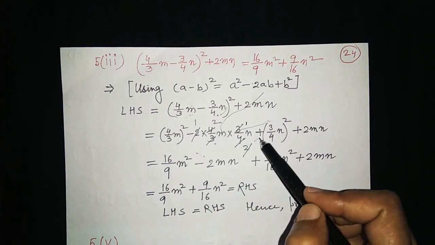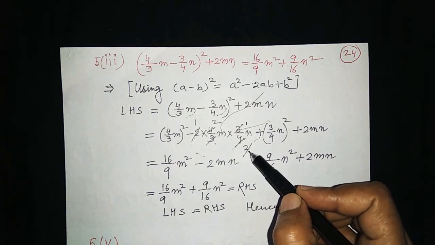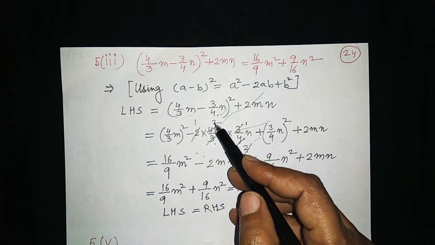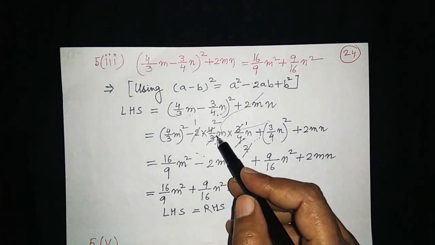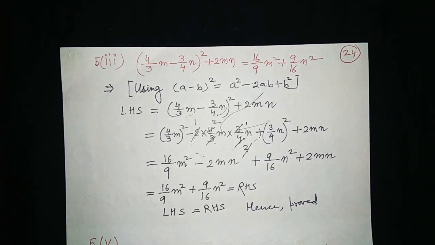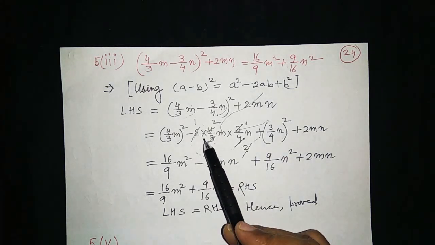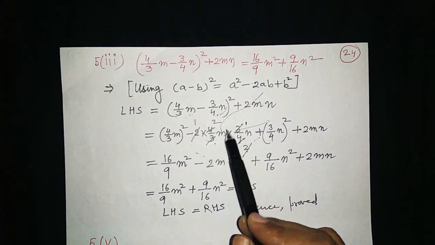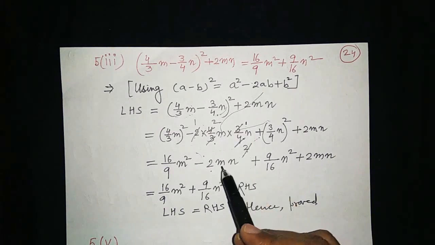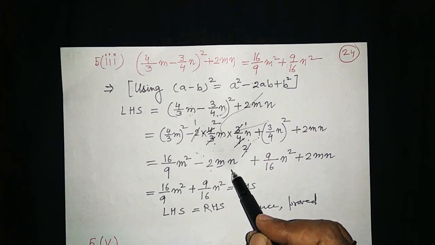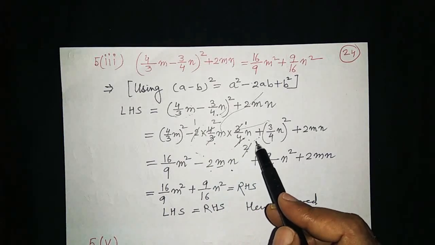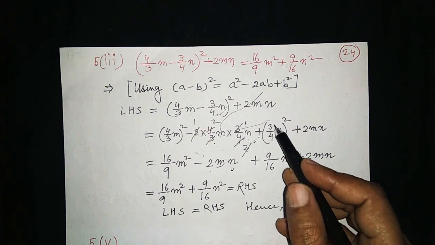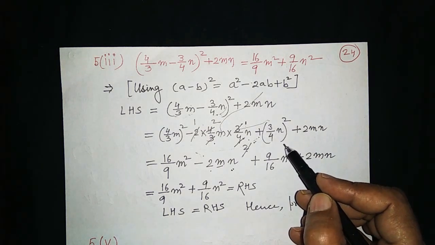Now we will simplify this. 2 ones are 2 and 2 twos are 4, so 2 is coming. Then 2 ones are 2 and 2 twos are 4. Now 3 ones are 3, 3 ones are 3 is coming. Now 1 into 2 into this one, what comes here? 2. And this m you will write and this n you will write. So here what is coming? Minus 2mn is coming.